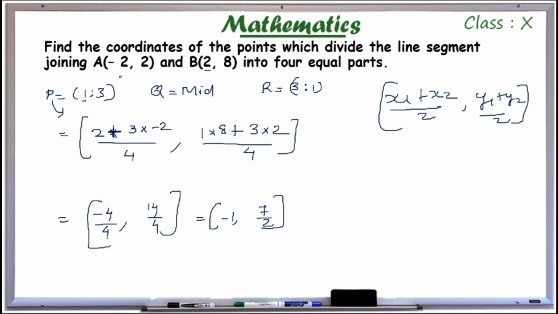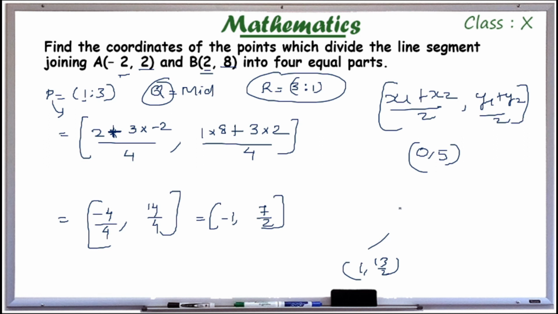Here (x1 + x2)/2 = (-2 + 2)/2, which is equal to 0. (y1 + y2)/2 = (2 + 8)/2, which is equal to 5. So the second point Q is (0, 5). And also you have to find the third point using this ratio 3:1. So do it yourself. You will get the answer (1, 13/2). So you have to verify yourself.